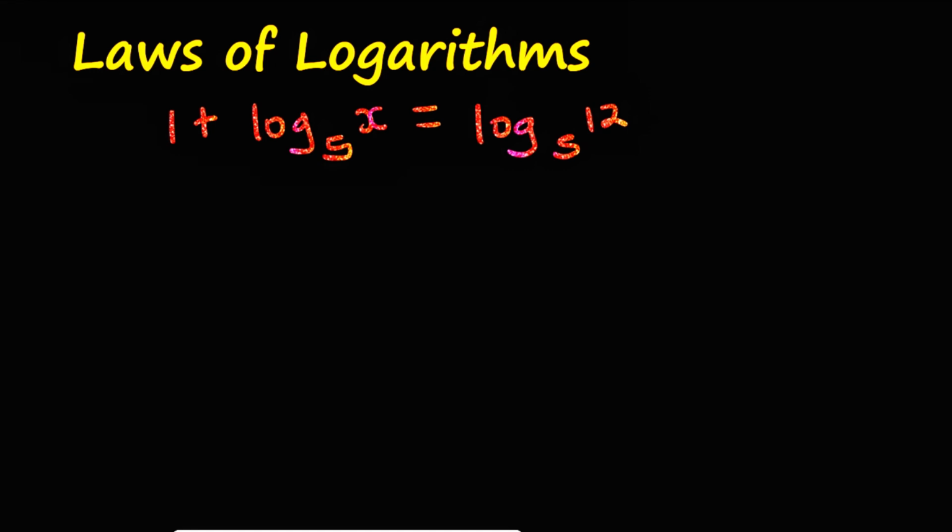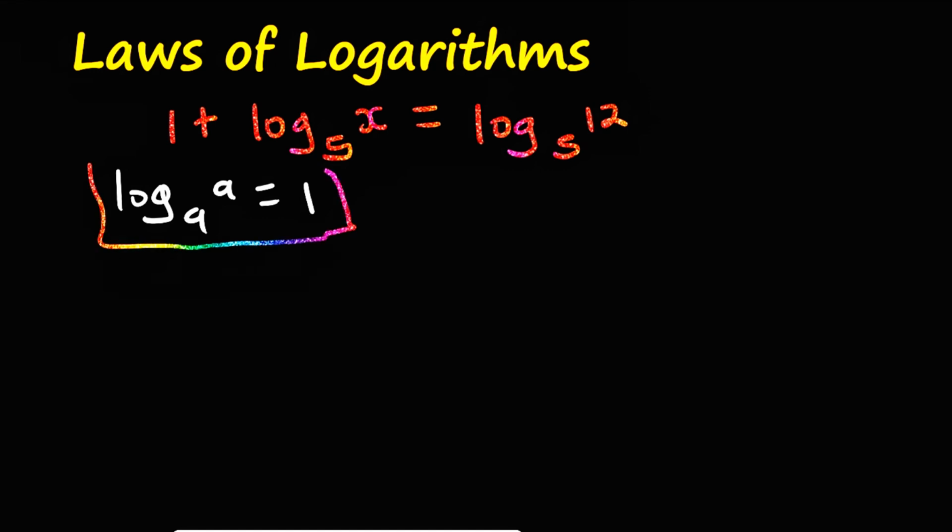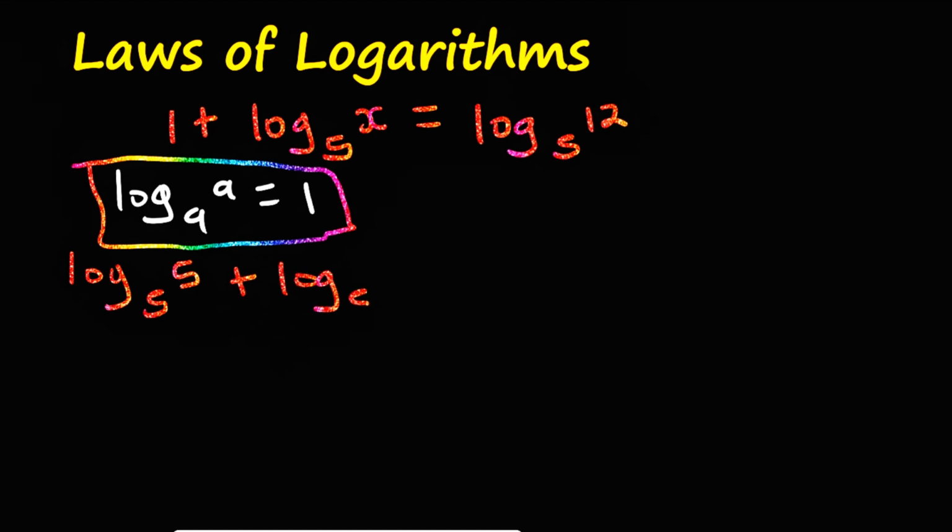The first law is when the base and the number are the same, then that log is equal to 1. So this is the one we are going to apply in the first instance. So let us apply it. It means we can write 1 as log to base 5 of 5. Then we now write log to base 5 of x, and that's equal to log to base 5 of 12.